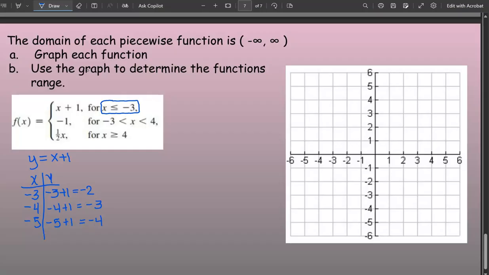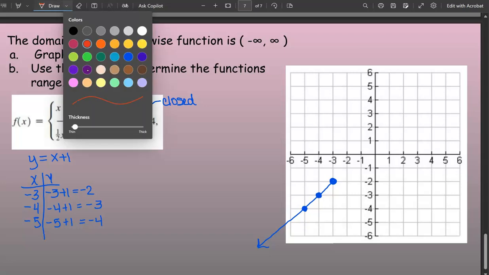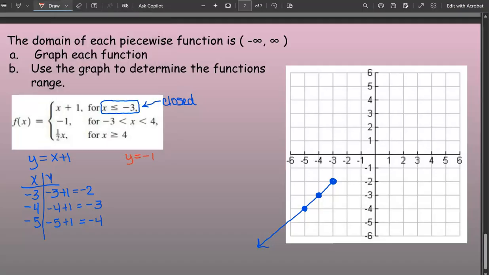So when I go to plot these points, is that going to be open or closed? It'll be closed. When x is equal to negative 3, it will be closed. So negative 3, negative 2 is closed. Negative 4, negative 3. Negative 5, negative 4. There's our first piece of the graph. Our second piece of the graph, y is equal to negative 1.